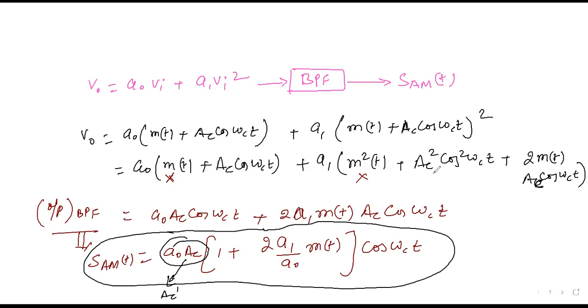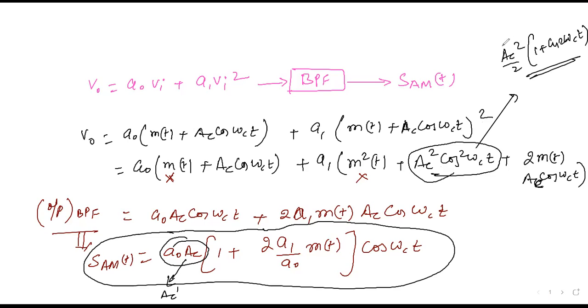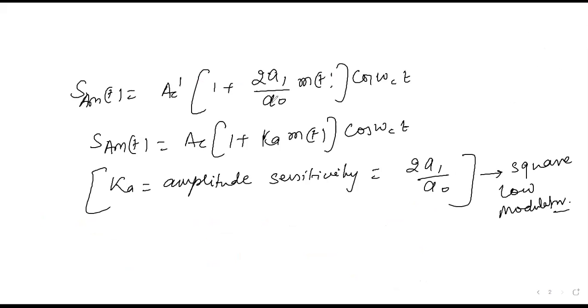AC square into cos square omega ct can be written as AC square by 2 times 1 plus cos of twice omega ct. This will be blocked by the blocking capacitor, and by your band pass filter. So only these components pass through the band pass filter. So the amplitude sensitivity is twice A1 by A naught.